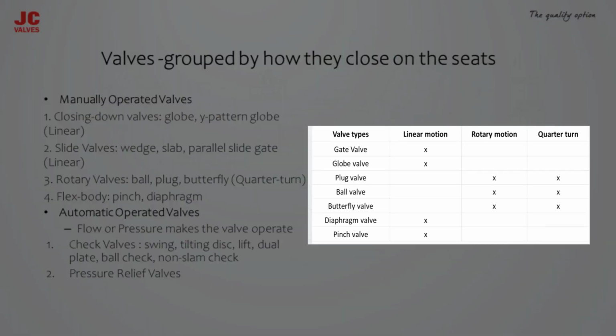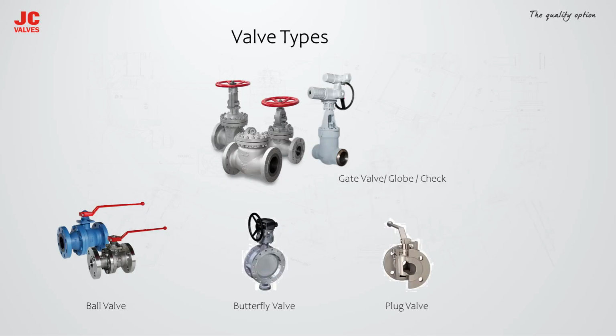Manually operated valves: 1. Closing down valves: globe, Y-pattern globe. 2. Slide valves: wedge, slab, parallel slide gate. 3. Rotary valves: ball, plug, butterfly. 4. Flex body: pinch, diaphragm. Automatic operated valves, where flow or pressure makes the valve operate: 1. Check valves: swing, tilting disc, lift, dual plate, ball check, non-slam check. 2. Pressure relief valves.